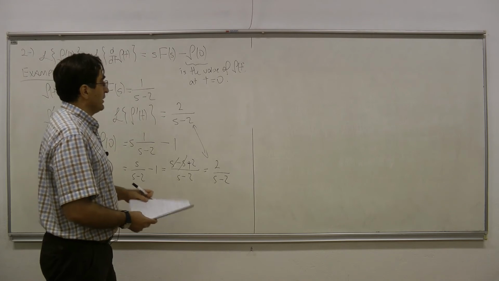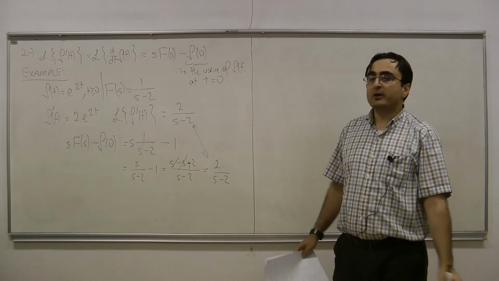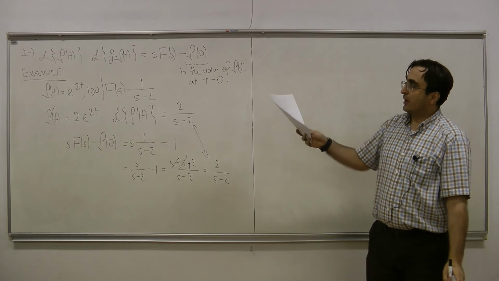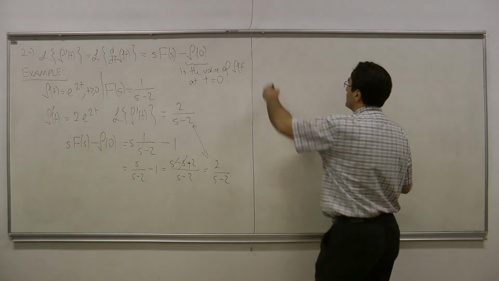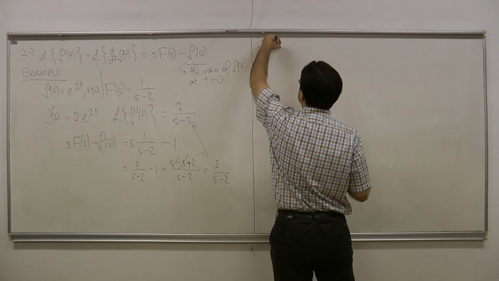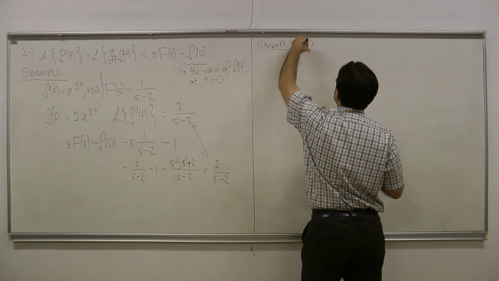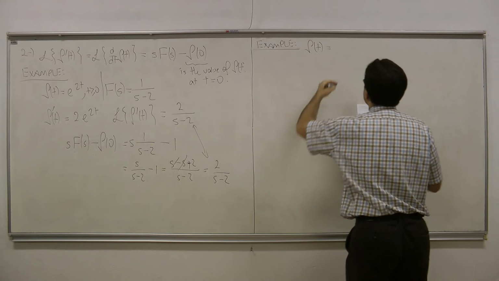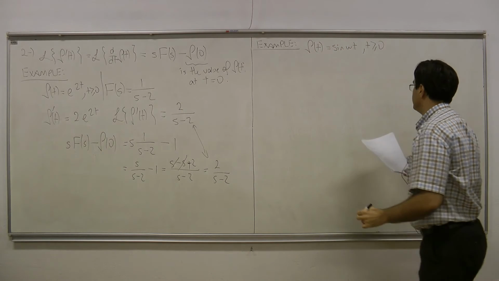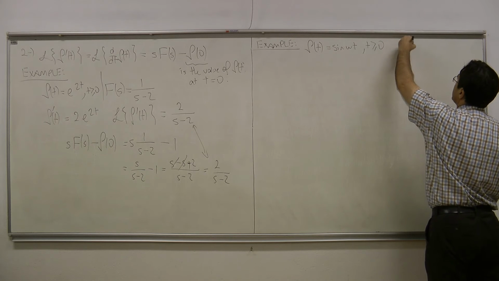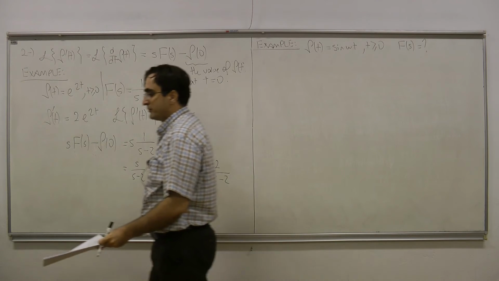So here we are going to be able to use this derivative property in order to calculate some Laplace transforms of complicated functions. The first function that I'm going to use is going to be sine omega t. So let us say that f of t is equal to sine omega t for t larger than or equal to 0. And the question is, what is F of s? What is the Laplace transformation of this function?